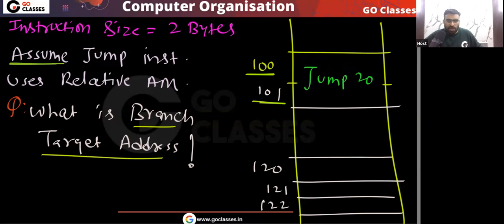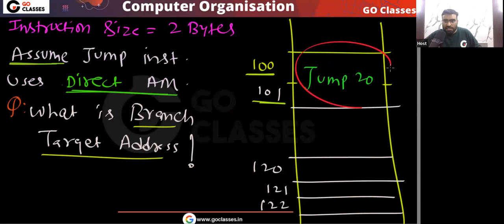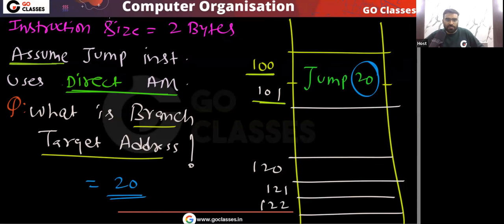One more question I want to ask before I answer this. If the jump instruction is using direct addressing mode, then tell me the answer. Then what will be the branch target? If your jump instruction is using the direct addressing mode, then your branch target will be 20 itself.